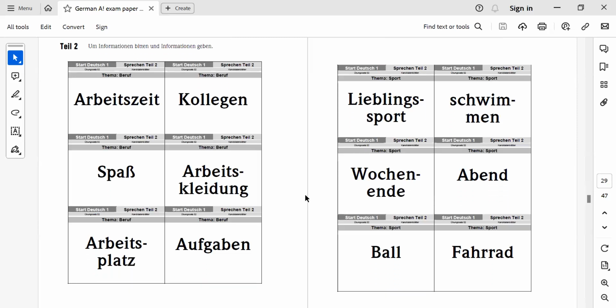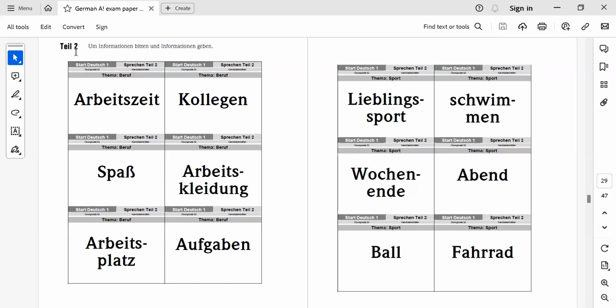Coming to Teil 2, she will ask all the partners. Not much time is taken here, because you have 15 minutes in total for yourself, the partners and the proofer to complete this task. Now she will be giving you different cards. So this is the Thema, the topic.